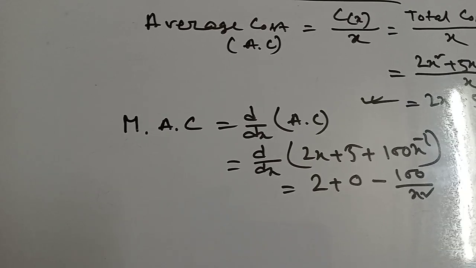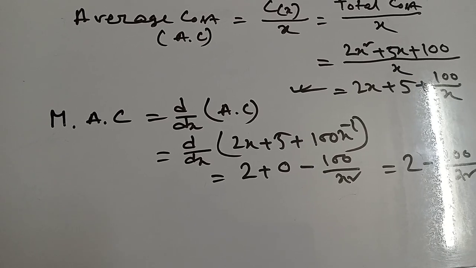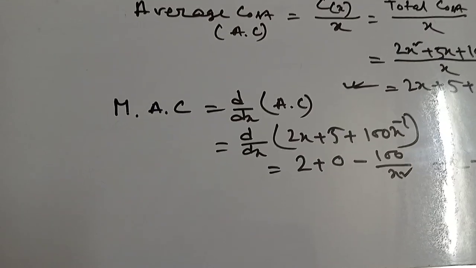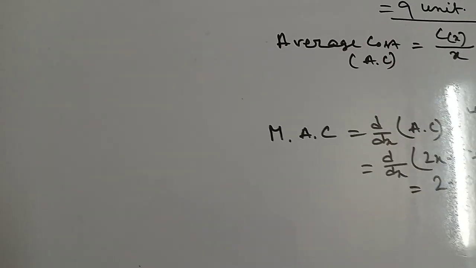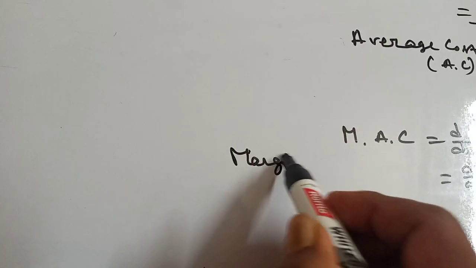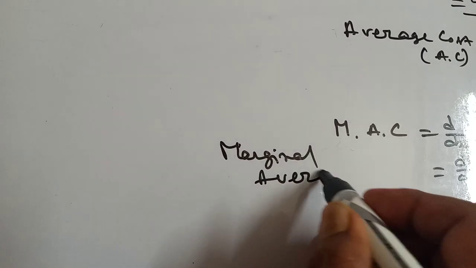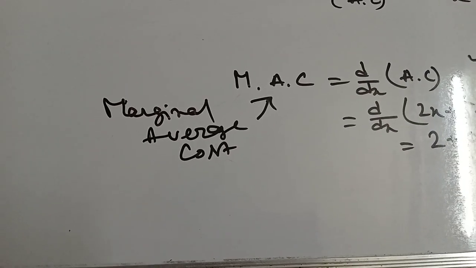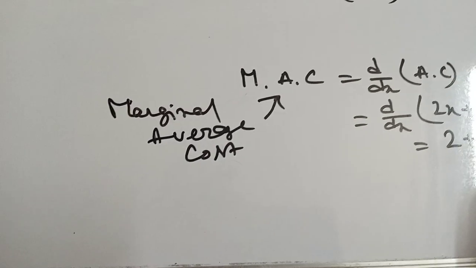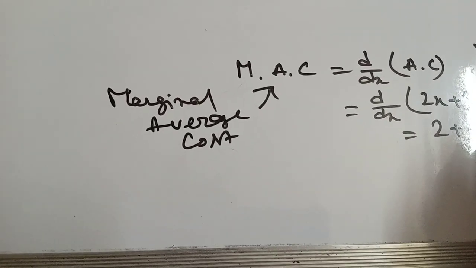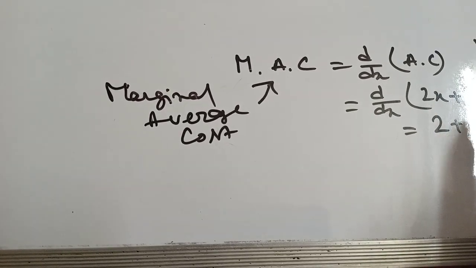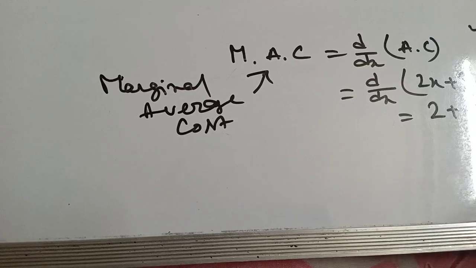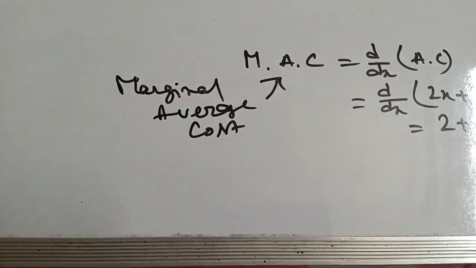Here total cost is 2x square plus 5x plus 100 and output is x, that means divided by x. I will divide it individually, 2x square by x, that means 2x plus 5x by x means 5 plus 100 by x. Now marginal average cost equal to ddx of AC, that means ddx of 2x plus 5 plus 100 by x, that is x to the minus 1. Now 2 into 1, 2, derivative of any constant 0, minus x to the power minus 2, minus 1 by x square. This is the marginal average cost.